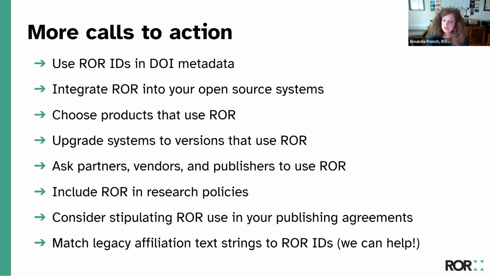You can choose products that use ROR, like OpenAlex and now like Web of Science. You can upgrade existing systems that you're using to versions that use ROR. I used to run a DSpace repository. I understand that upgrading DSpace is no small effort, but it is something that can help with improved metadata throughout the entire scholarly ecosystem. You can ask your partners, vendors, and publishers to use ROR. If you're writing research policies, you can mention ROR in those. And if you're negotiating contracts, perhaps especially transformative agreements, you can consider stipulating ROR use in your publishing agreements.